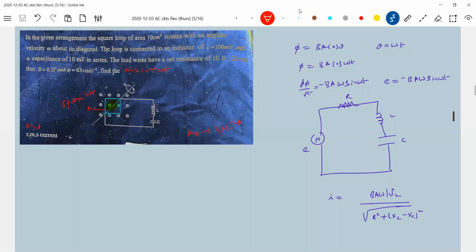Any rotating part of a loop rotating in a magnetic field will behave like a source. Sir, the amount of EMF is induced in those 4 wires. So we have to calculate for each wire and then the effective across those 2 points. So finally, we'll get E by 2.